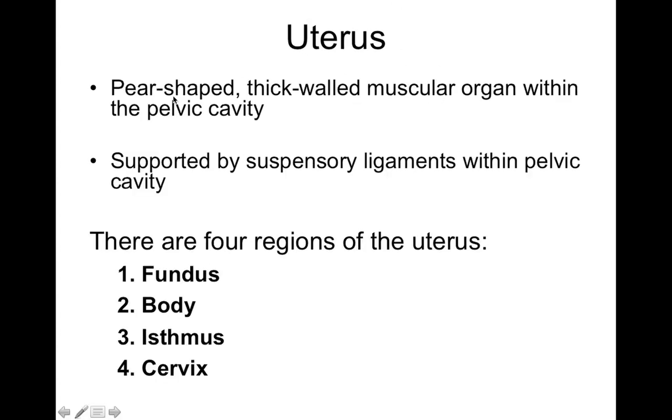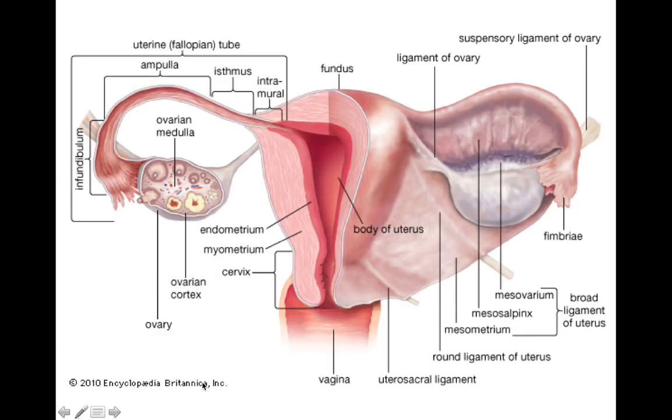Now, the uterus is this pear-shaped or piriform-shaped, thick-walled muscular organ within the pelvic cavity, and it's supported by our suspensory ligaments within our pelvic cavity. There are 4 main regions. We have our fundus, body, isthmus, and cervix. So looking at a picture here, we have our fundus, our body, our isthmus over here, and then our cervix, which is the neck.